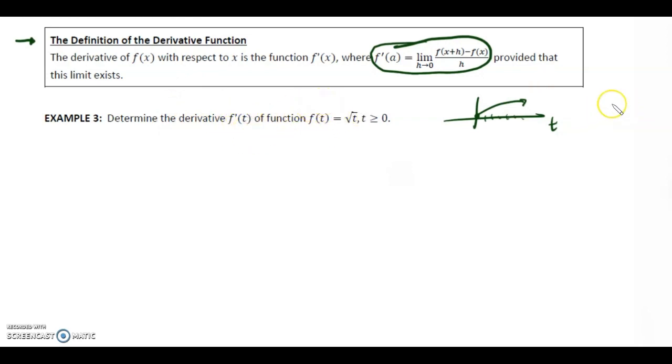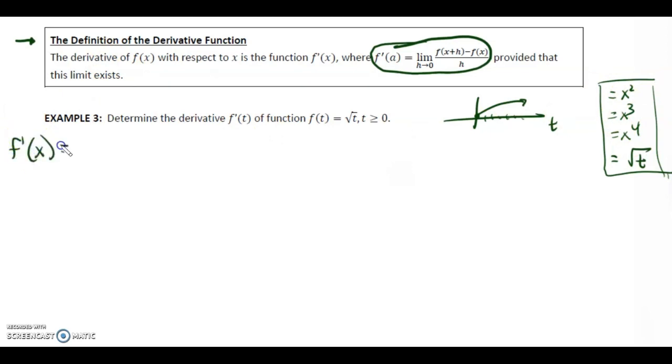And if you notice, we did the derivative of x squared, x cubed, x to the 4. Now we're doing root t. None of these functions actually have transformations on them. We're just finding the derivatives of the original functions that we usually work with. Okay, so let's go f prime at a, or x. I'm going to write x because we're doing the general form. It's going to be the limit as h approaches 0 of f at x plus h minus f at x, all over h.